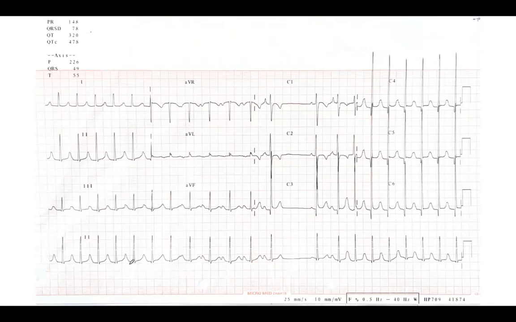It looks irregular. Yeah, so the RR intervals here are shorter than the RR intervals here, okay? So there's definitely some irregularity, and it terminates and then resumes, okay? So it's an irregular, narrow complex tachycardia, okay? Usually when it's irregular, it's unlikely for it to be sinus. Sinus is usually irregular unless there is pronounced sinus arrhythmia.